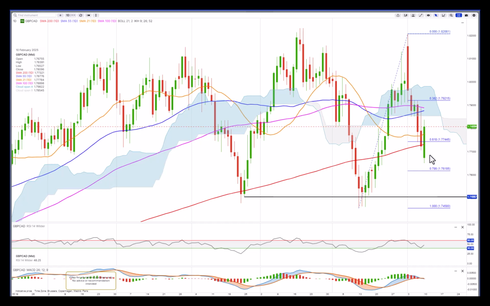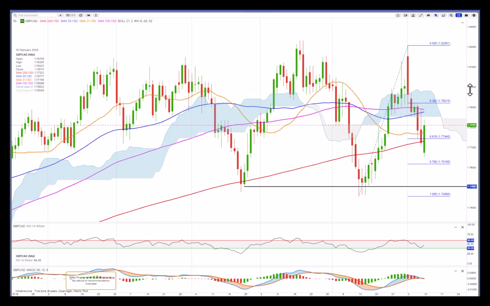If it takes out the lows today, well, then we are looking at region levels around 175, 174 and a half. Sterling Canada is for sure one of the most volatile pairs we have, or crosses we have, so be really careful if you are trading it.